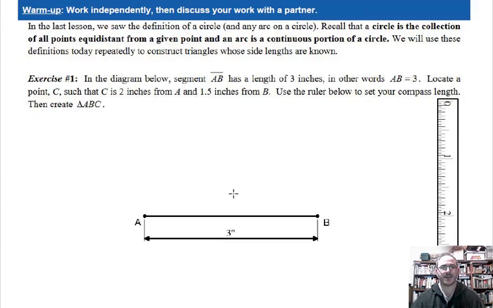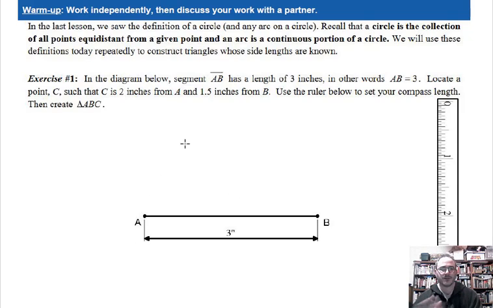Our warm-up. Last time we talked about the definition of a circle and arcs on the circle. And remember, a circle is a collection of all the points that are equidistant from the center point of the circle, and an arc is just a continuous portion of a circle. An arc is just part of a circle, and a circle is all the points around a particular center. All right, exercise 1.